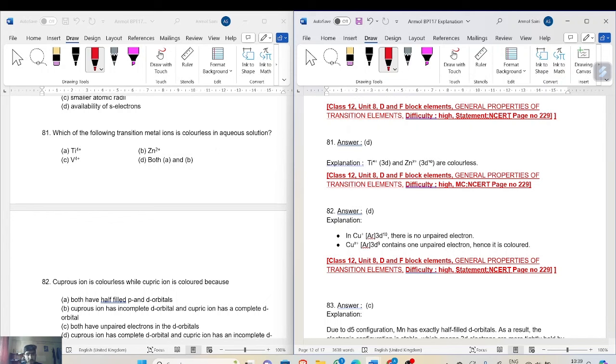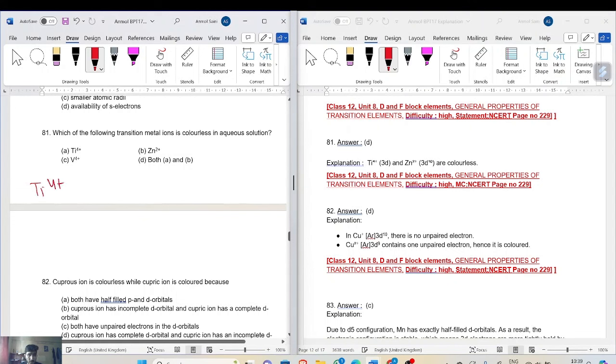So first we will check for titanium 4 plus. Titanium electronic configuration is 4s2, 3d2. For titanium 4 plus, these two electrons will be removed and these two electrons will be removed. So the outermost electronic configuration will become 4s0, 3d0. It means it doesn't have electrons, both zero. Hence it will not show color, because for showing color, it must have unpaired electrons. So this is not our answer.